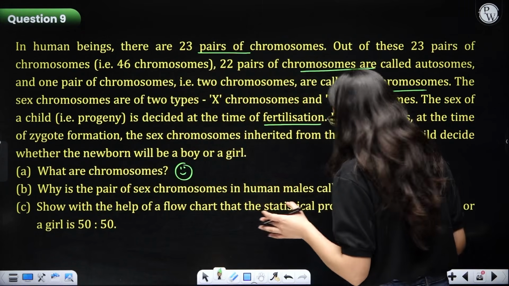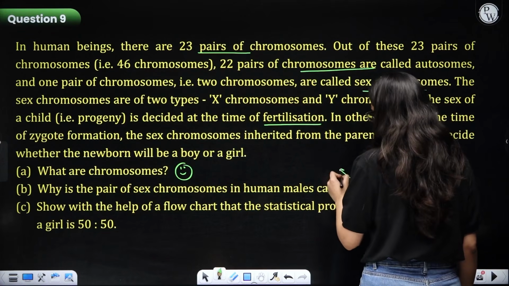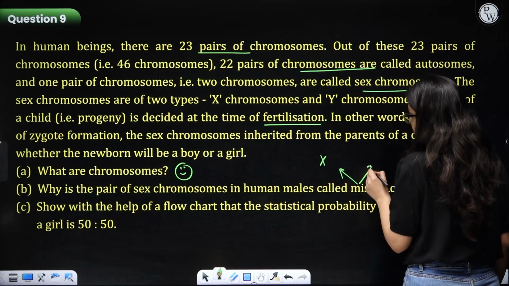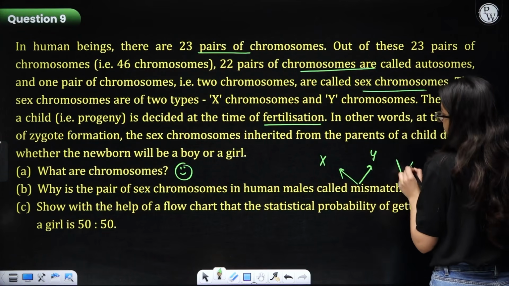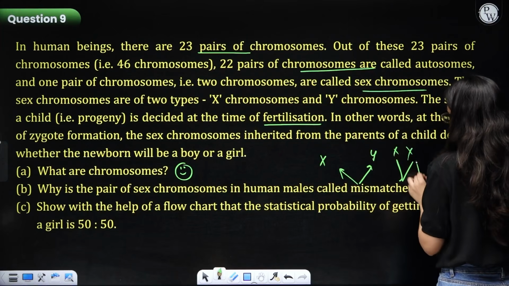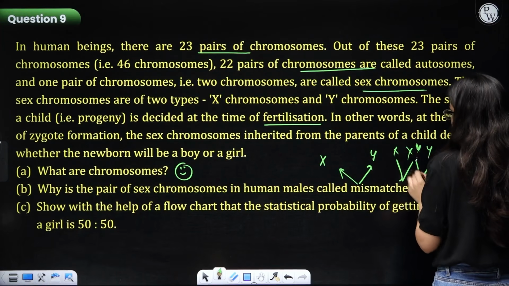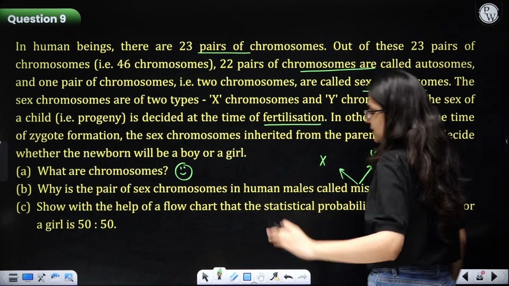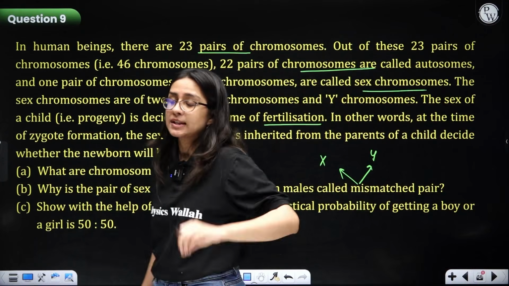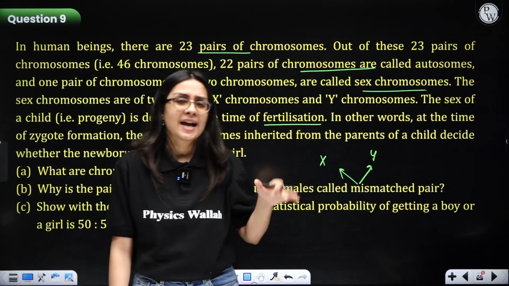Why is the pair of sex chromosomes in human male mismatched? Which means to say, in males it is one X and one Y. Why not like females XX, or let us say YY? Why not that? The reason is, beta, there are certain genes that are present on the X chromosome in males that are not present on the Y chromosome and vice versa.